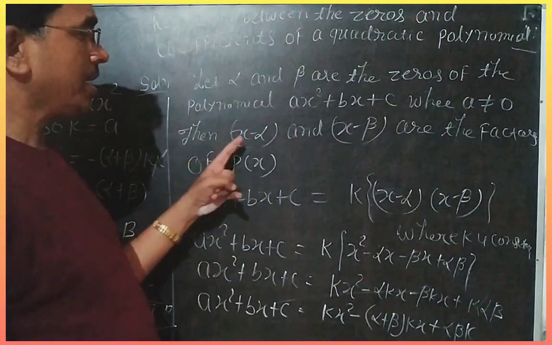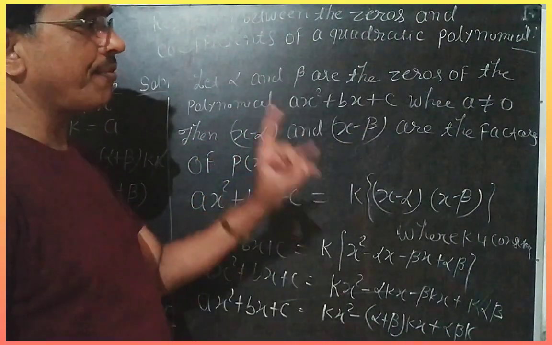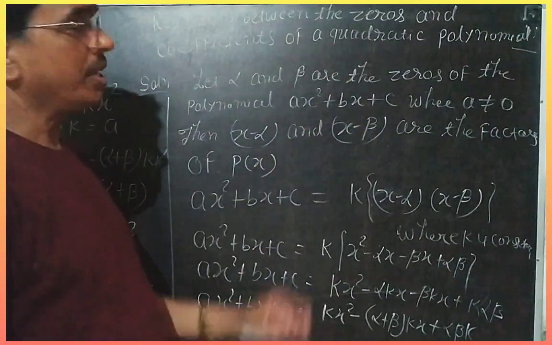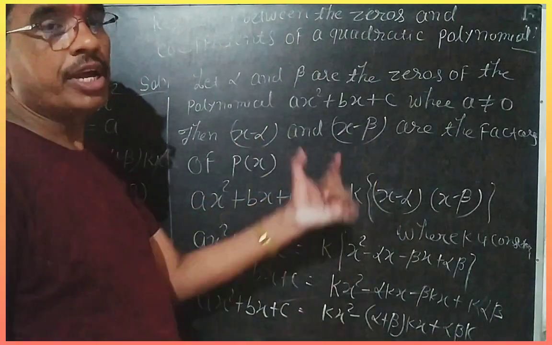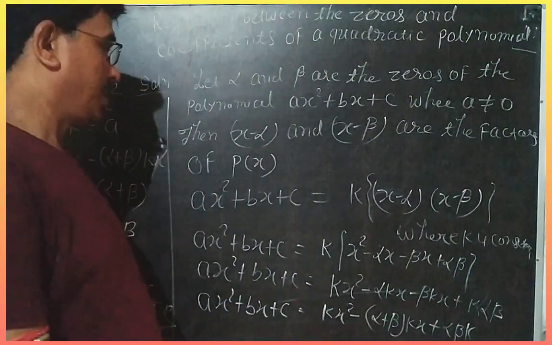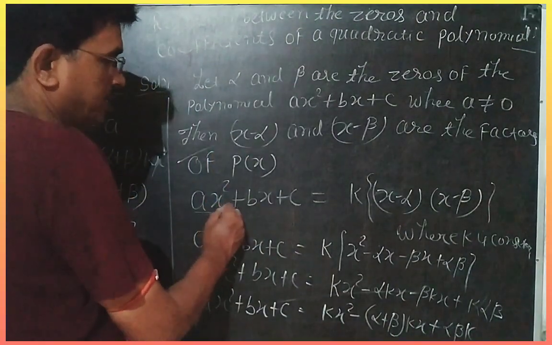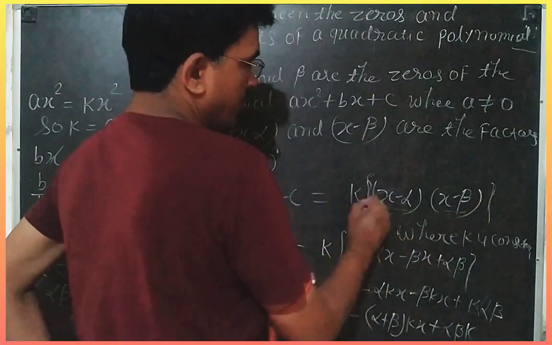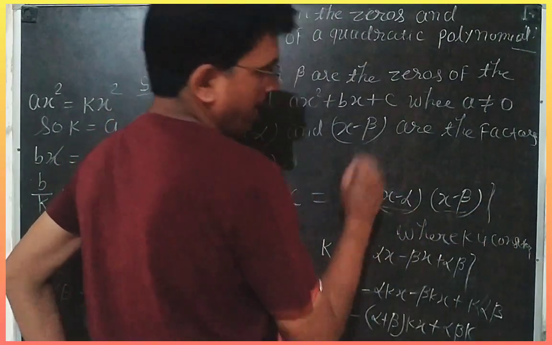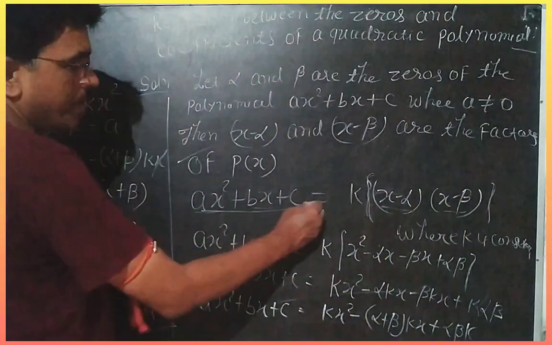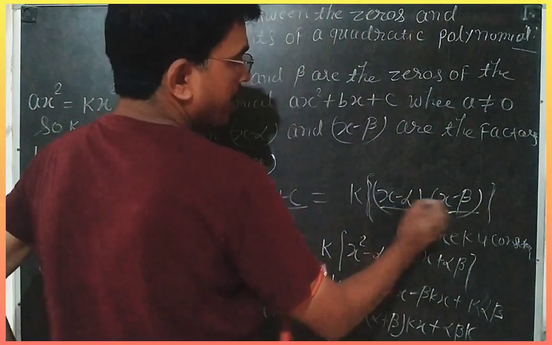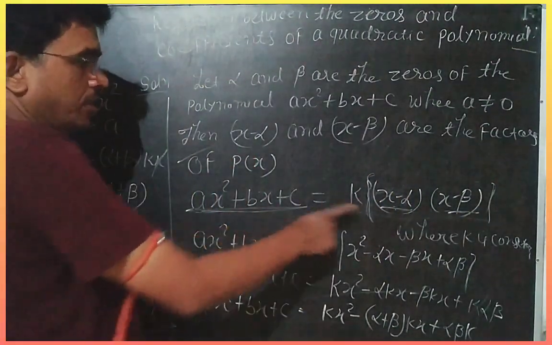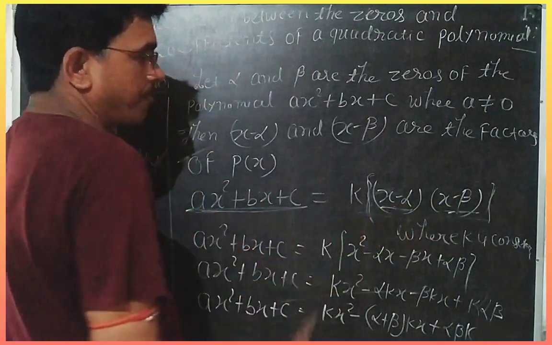Then it is clear that x minus alpha and x minus beta are the factors of this polynomial. That means if the 2 zeros are given, then x minus one zero and x minus the other zero are always the factors of the polynomial. So now write here: ax square plus bx plus c is equal to x minus alpha into x minus beta into k, where k is a constant. The polynomial is equal to the factors of this polynomial multiplied by k.